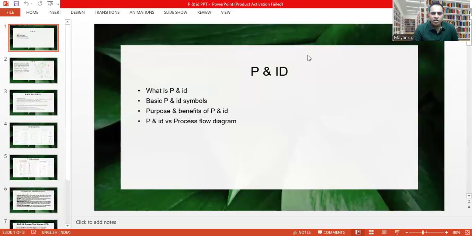So, these are the things that we are going to cover today. What is PNID? What are the basic symbols that are used in PNID, and what are the purpose and the benefits of PNID, and the PNID versus process flow diagram. So, there is some confusion about what the PNID and process flow diagram are. So we will be understanding the basic difference between the PNID and process flow diagram.